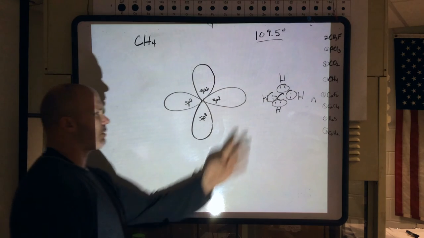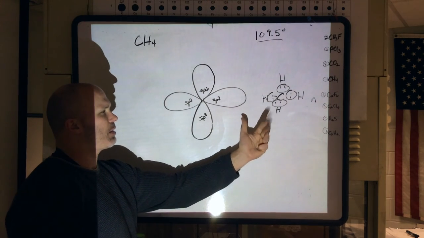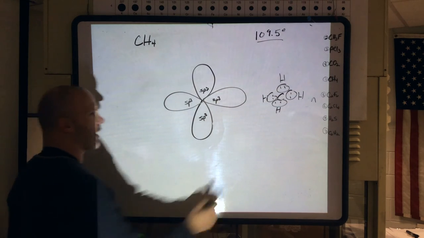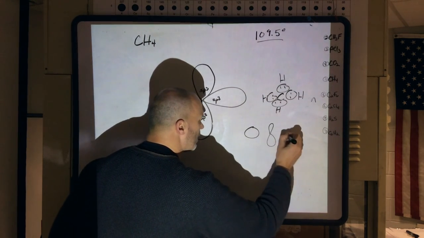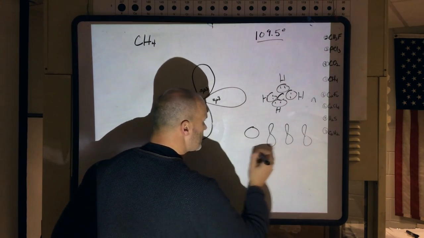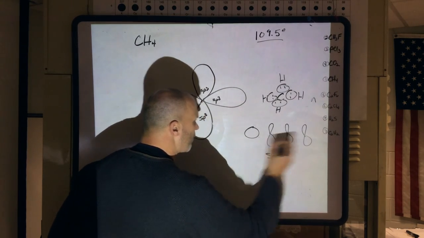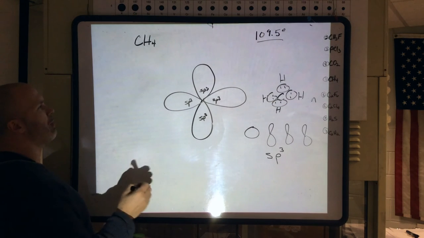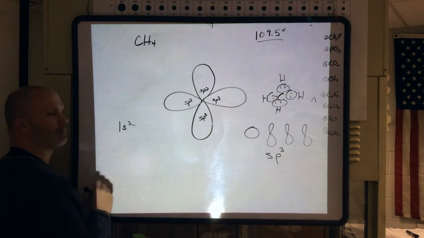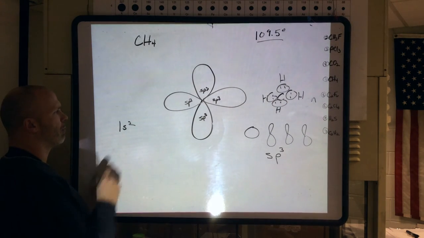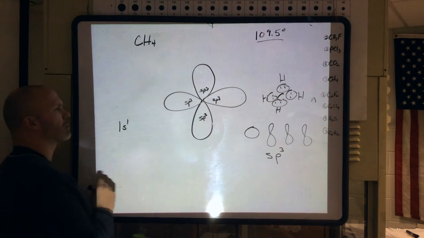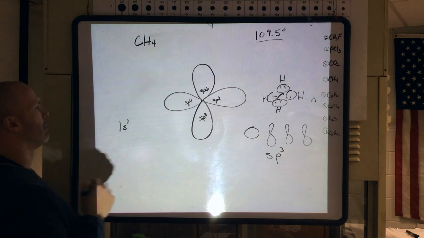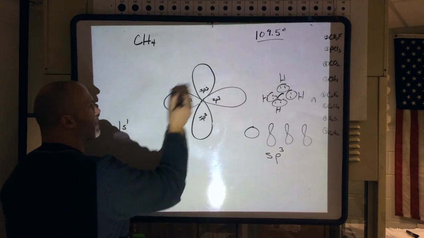hybridization. There are four. So an s and three p's came together to make four sp3s, four equal orbitals. Four orbitals in, four orbitals out. Okay, hydrogen is 1s1. Now hydrogen is not the central atom here. So let's put the electrons in for the carbon.